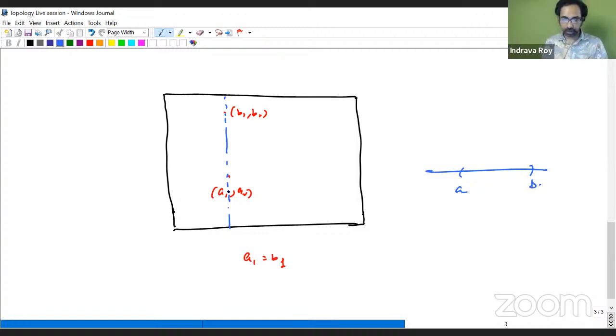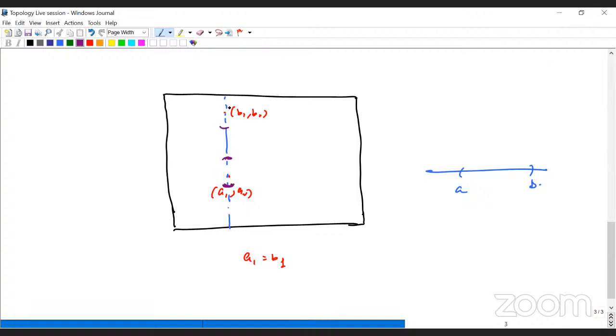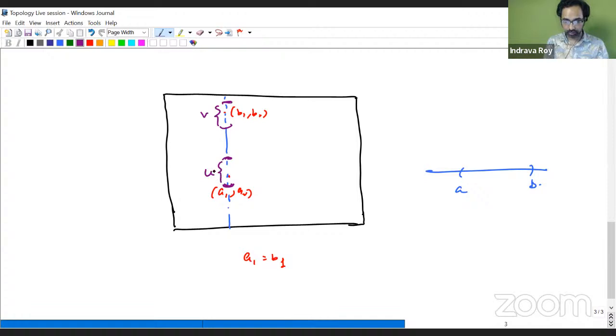So now, because R is Hausdorff, you can say immediately that if you have two such points, then you can find open sets. These open sets will be of this form, something like this, and something like this. So this is V, and this is U. There will always be disjoint open sets separating the 2 points, right?